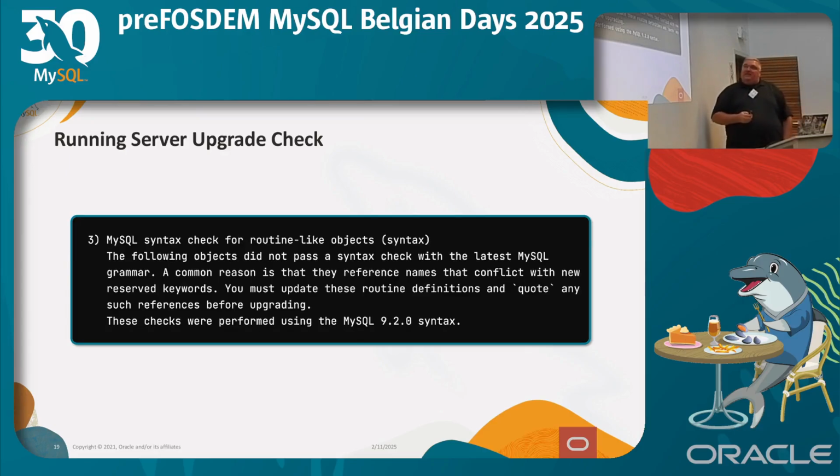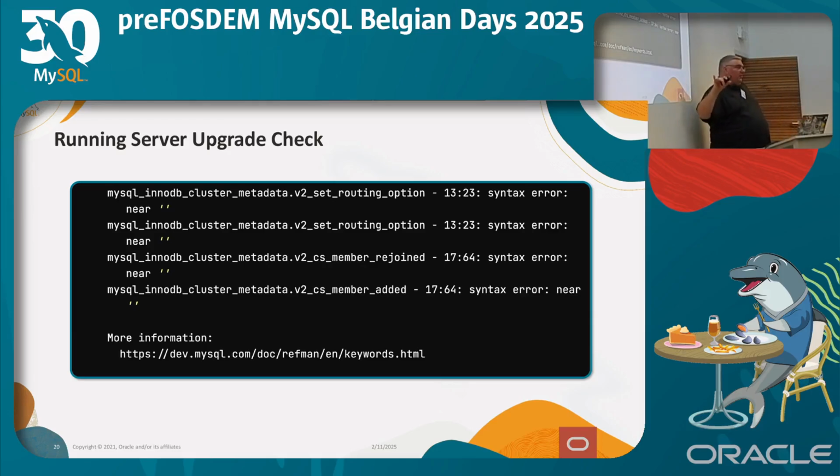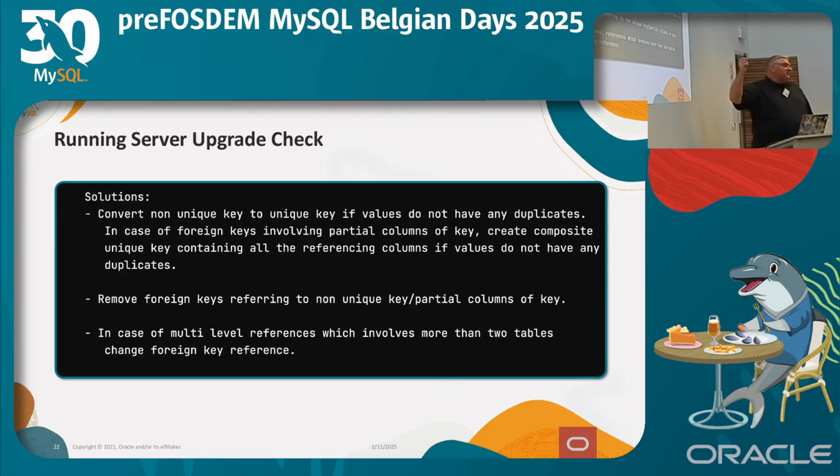And then it does a syntax check for routine-like objects. And here we're saying that this is going to be a problem. And again, I think this is related to when I was playing around with InnoDB clusters, that there are some syntax errors that exist that are not compatible with 9.2. And it tells you how to get more information. It checks for foreign keys that have issues. In this particular case, there are 3 issues where the foreign keys are pointing to something that is not a complete unique index. And then it gives you possible solutions on what to do for that particular problem, which I think is really cool.